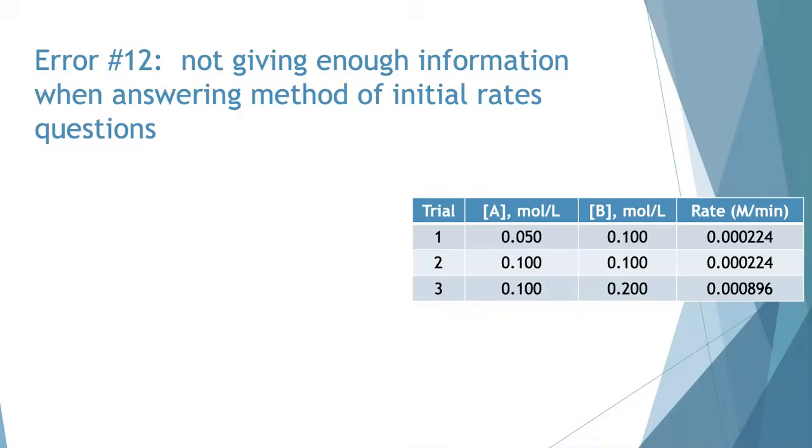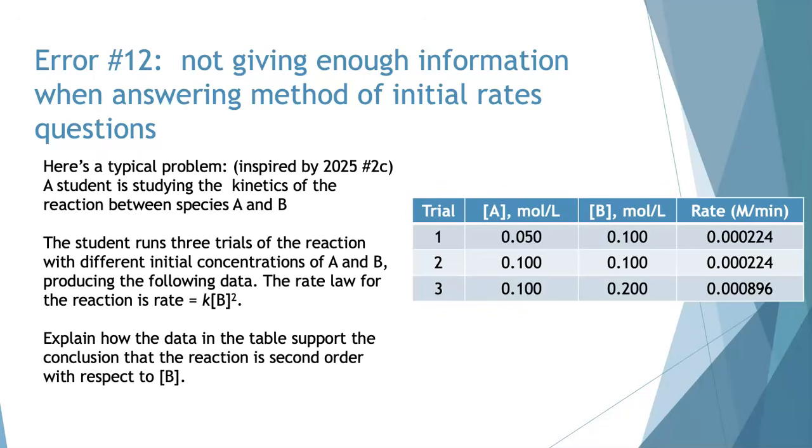the method of initial rates. Here's a typical problem. A student is studying the kinetics of a reaction. There are two reactants, A and B. The student runs 3 trials of the reaction with different initial concentrations of both A and B. The data is here in the table. The rate law for the reaction is given as the rate equals k times [B] squared, second order in B. Explain how the data in the table support the conclusion that the reaction is second order with respect to B.